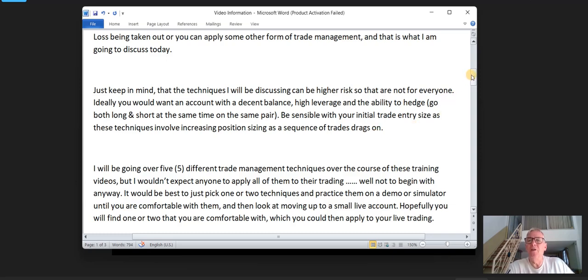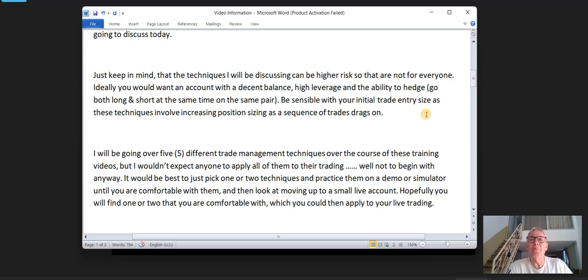Just be sensible if you do it. Don't have unrealistic expectations and watch your initial trade size. When you first start out, keep it small. You can always build up and ramp up later once you get confidence and once you see what pair is working, what time frame's working. Applies to all these trade management techniques.